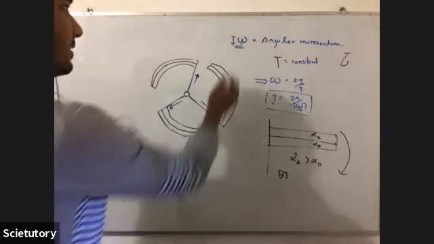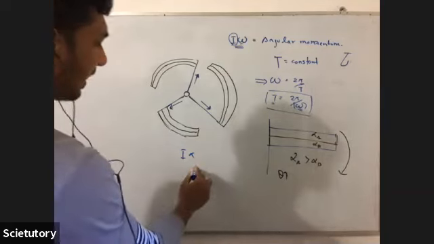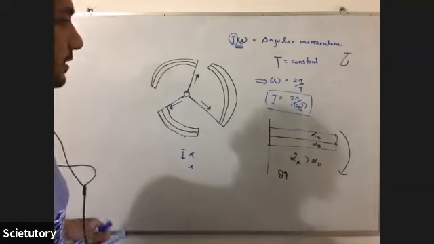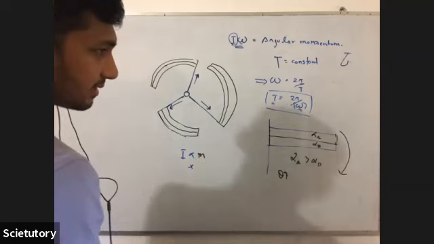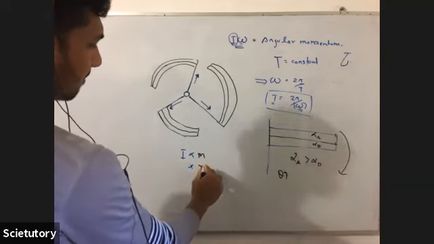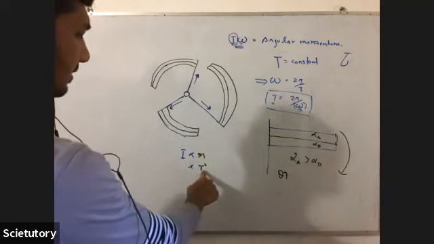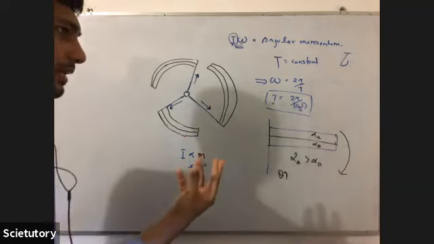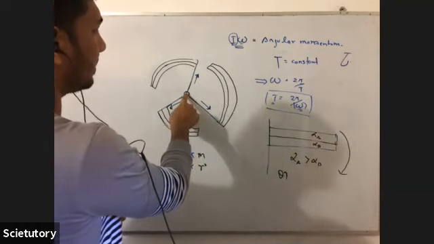So what are the factors that affect I? I is directly proportional to something and another thing. What are those two things? Directly proportional to the mass, and directly proportional to the square of the distance. This indicates the mass. This is for the distribution of the mass. This is the distance of that point mass from the axis of rotation. So here, this is the axis of rotation.